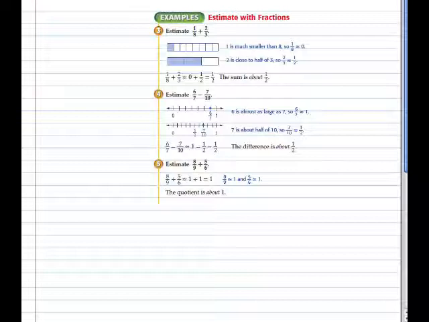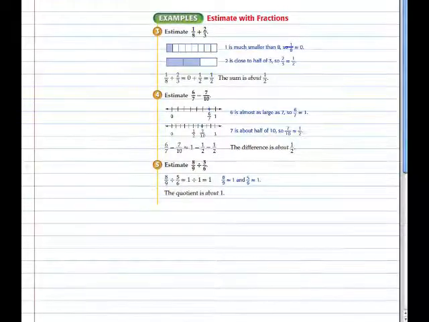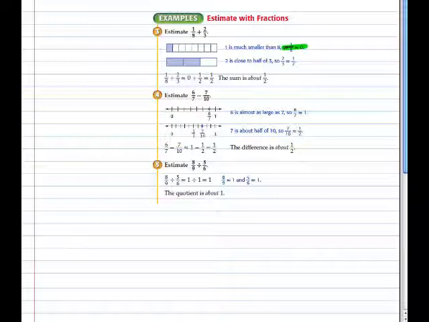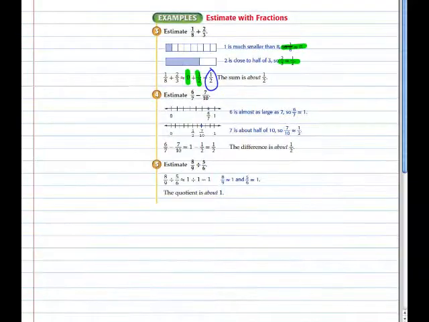In the example, 1/8 plus 2/3, 1/8. The numerator 1 is much smaller than 8, so 1/8 would round to 0. 2 is close to half of 3, so 2/3 is going to round to 1/2. So we have 0 plus 1/2 is 1/2. So our approximate sum is 1/2.